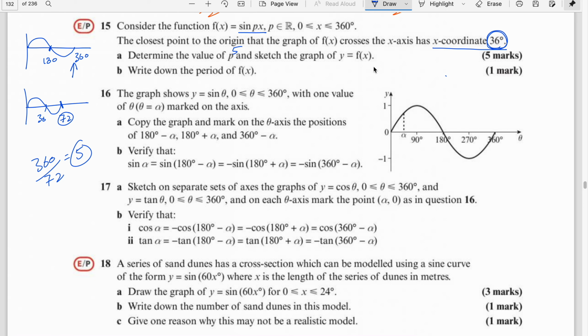And sketch the graph from 0 to 360. So determine and sketch this. So we have 5 cycles in 360. 1, 2, 3, 4, 5. Amplitude is 1, -1, and it ends at 360. Write down the period of f. It completes in 72 degrees.